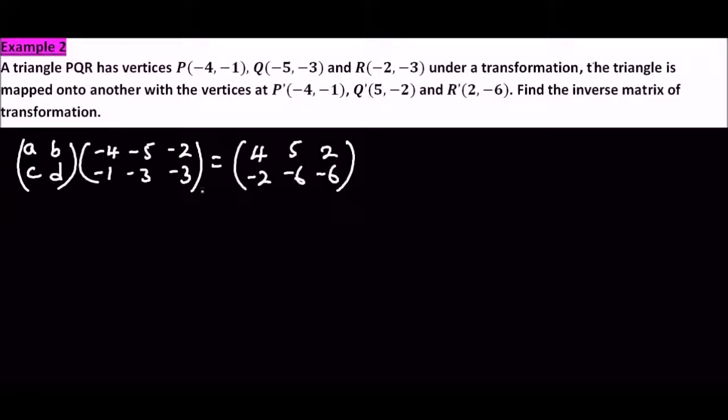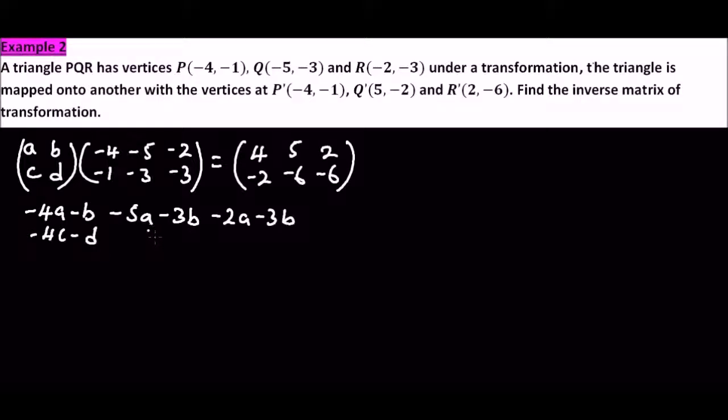So when you multiply this, you'll be able to get minus 4a minus b. Then we have minus 5a minus 3b. Then we have minus 2a minus 3b. We come to the second row. This will give you minus 4c minus d.